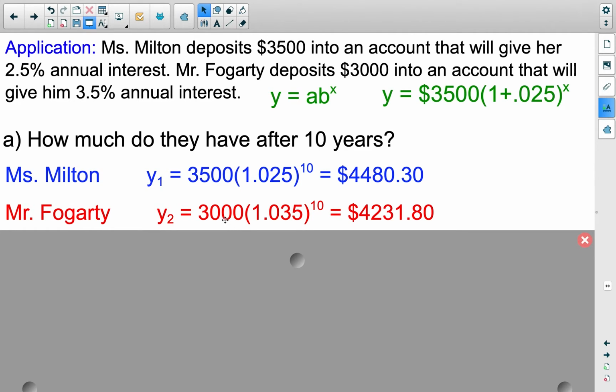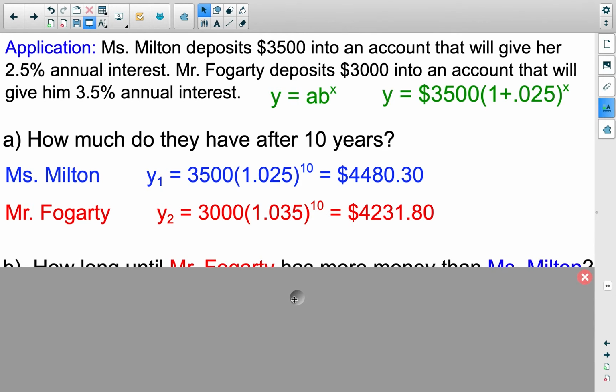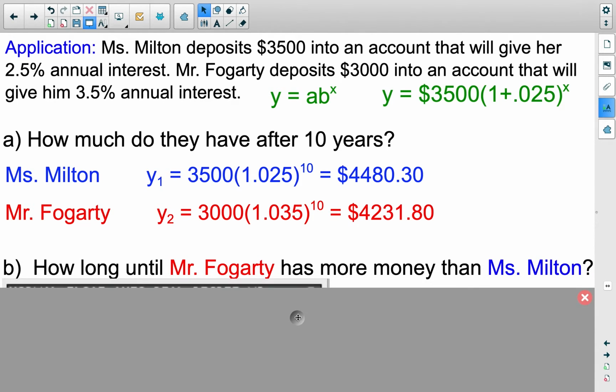Okay, so Mr. Fogarty is going to be the same, except he has less money initially, but a higher interest rate. So after 10 years, he will have $4,231.80. I would pause the video, make sure you can type these into your calculator, get the correct answer. After 10 years, Miss Milton has more money than Mr. Fogarty.